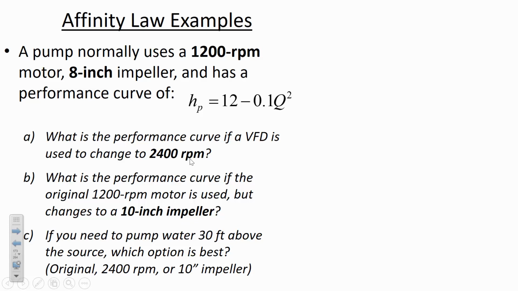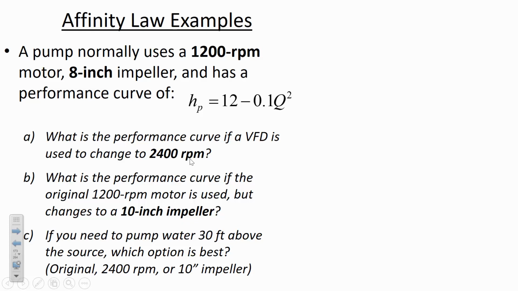And what we want to do is find H. H2 is going to be the pump performance curve. What we have is our original pump performance curve. H1 was 12 minus 0.1 Q squared. That's what it would do when it was spinning at 1200 RPM. And we want to find out what is the equation for how the pump is behaving when it's spinning twice as fast.